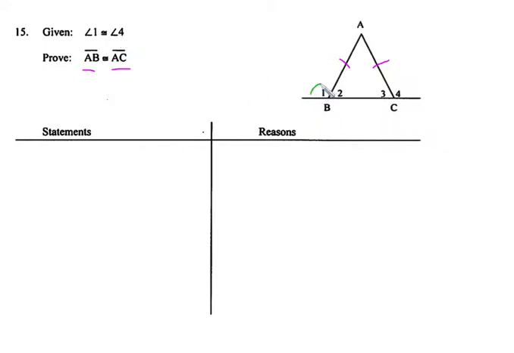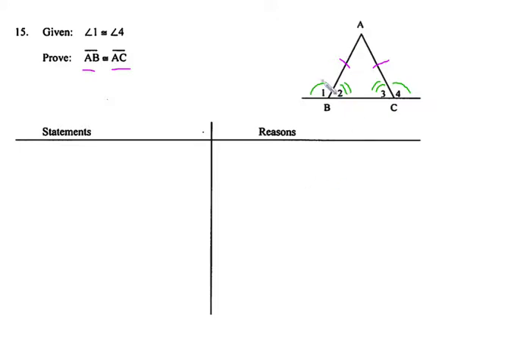It says that angle 1 is congruent to angle 4. Well, the only relationships I see right now are that angle 1 and angle 2 make a linear pair, so those should be supplementary. But angle 3 and angle 4 also share that relationship, so angle 3 and angle 4 should also be supplementary.